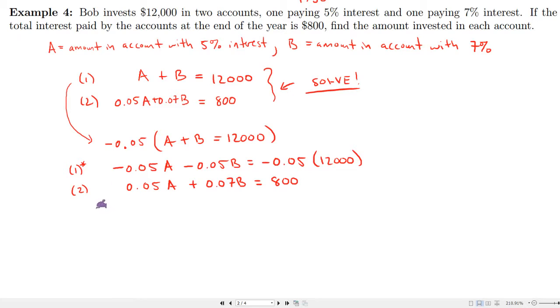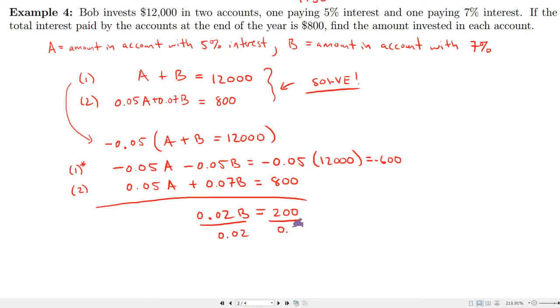And then we're going to add these, right? So what do we get? We will get the A's cancel, right? But then we're left with positive 0.02 for B. And then what is this going to be? This is 600. Or sorry, negative 600, right? Because there's a negative in front of here. And then adding these, we'll have a positive 200. So then divide both sides by 0.02.